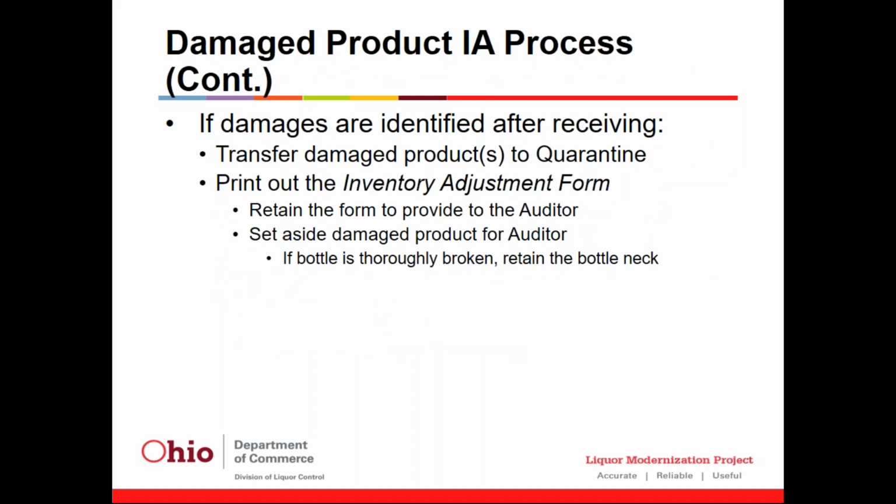Now, what happens or how do you handle if damages aren't noticed until afterwards? So let's say 3 weeks after you receive the order, you're restocking shelves, you open up a case, and you notice damage at that time. You need to go ahead and transfer those damages to quarantine using your RF scanner, and you're just going to make a notation on the inventory adjustment form for your auditor to indicate that it was concealed damage and you didn't notice it until like 3 weeks later when you were restocking the shelves.